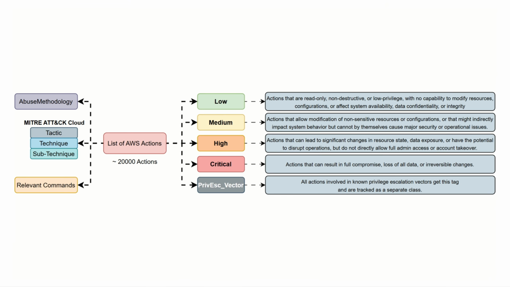For each action, it stores the risk bucket, a mapped MITRE attack tactic, technique, sub-technique, a short abuse methodology describing how an attacker could weaponize it, and example CLI commands. This lets defenders instantly spot and remediate critical or privesc permissions and helps red teamers chain lower risk calls into high-impact attacks. By tying every permission to ATT&CK, SkyEye turns raw IAM results into immediately actionable threat intel for both blue team hardening and offensive simulations.